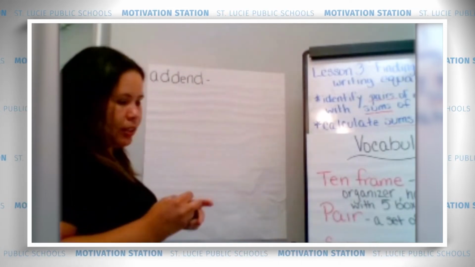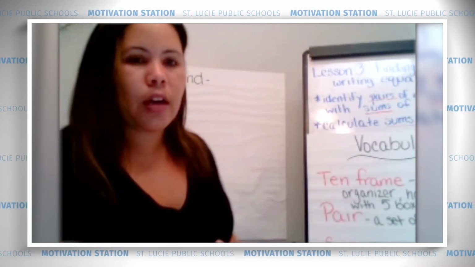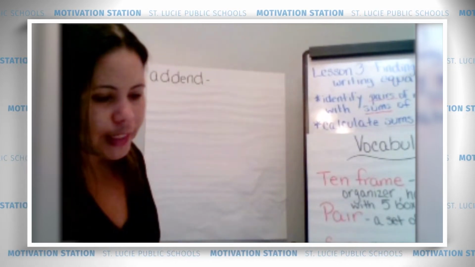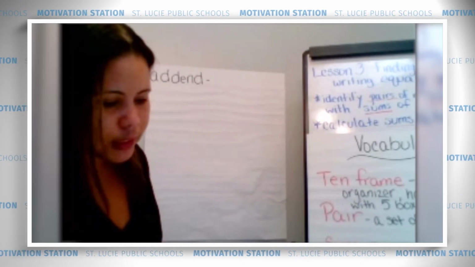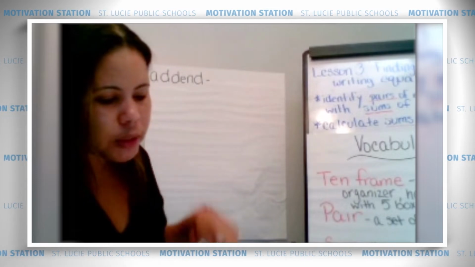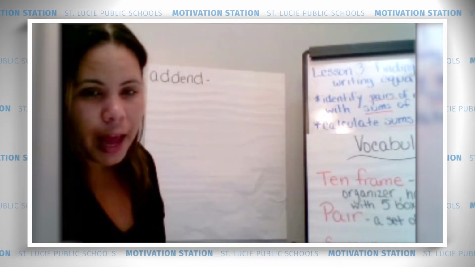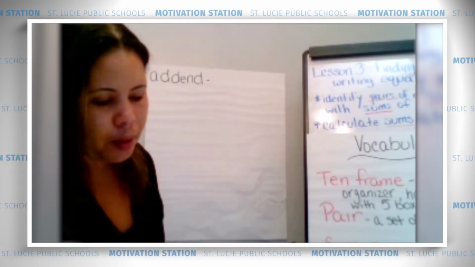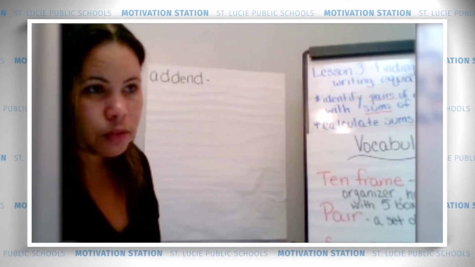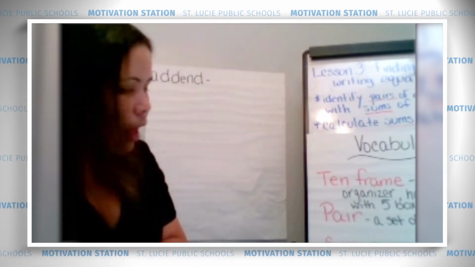A-D-D-E-N-D. Addend. And if we go to page 63 of our glossary, the second word is addend. And it says, in the equation 4 plus 2 equals 6, the two numbers being added are called addends. 4 and 2 are addends. 6 is the sum. There may be many addends. In 1 plus 2 plus 3 plus 4 equals 10, 1, 2, 3, and 4 are all addends.